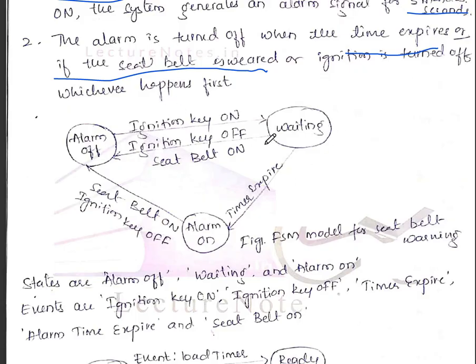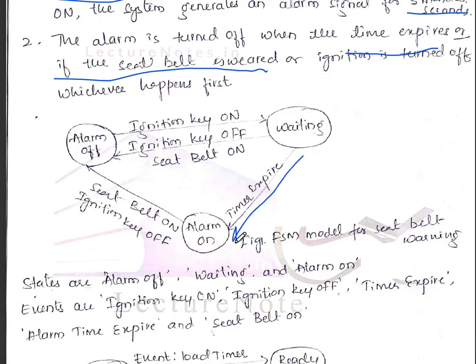Initially the alarm will be in off state, and when the ignition key is on, it checks whether the person has worn the seat belt or not. If the person has worn the seat belt, then it will be in waiting state, and whenever the ignition key is off also, it will be in the waiting state.